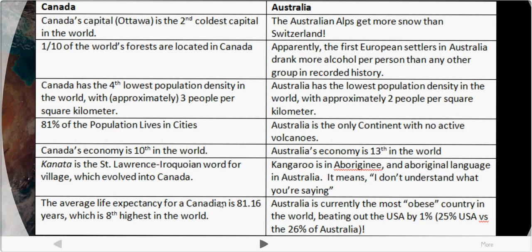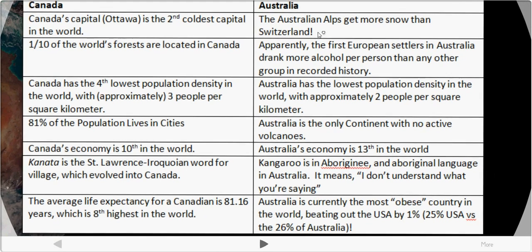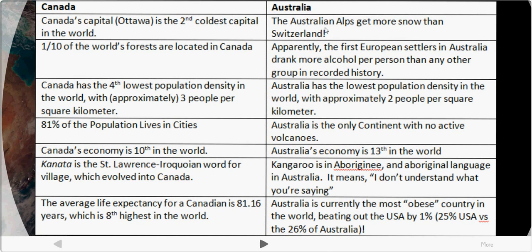The life expectancy for an average Canadian is about 81.16 years, which is the 8th highest in the world, which is pretty cool. The Australian Alps get more snow than Switzerland. This is very interesting because Switzerland is known to have lots of snow and known for their Alps, but as you can see, the Australian Alps get more snow.